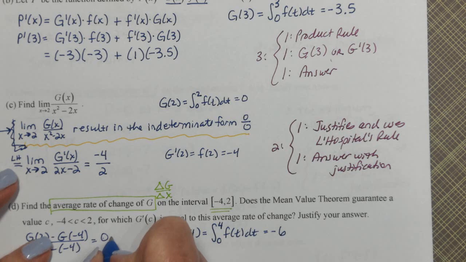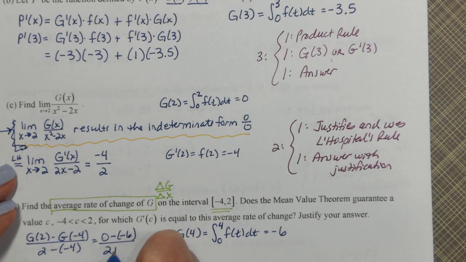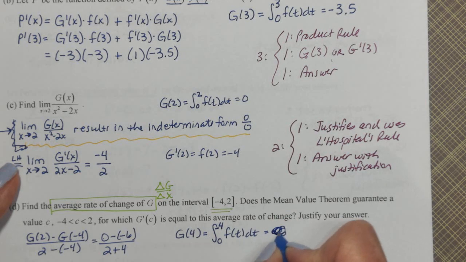So 0 minus negative 6 over 2 plus 4. So that is 6 over 6. That is, hang on, something is off here. What did I do? Oh, I did 4. I did 4, and I didn't want 4. I should have done negative 4. Okay, glad I caught it now.